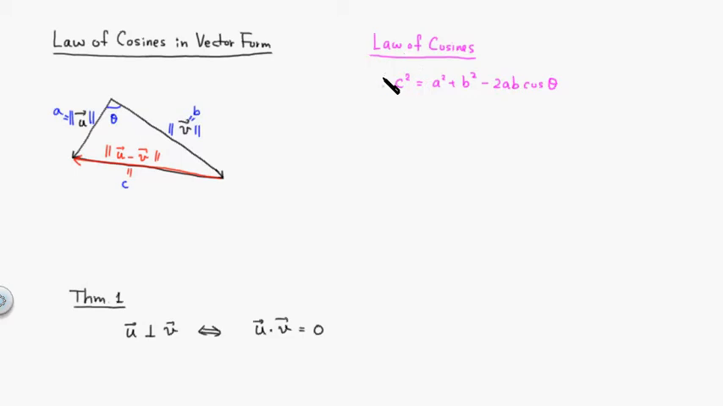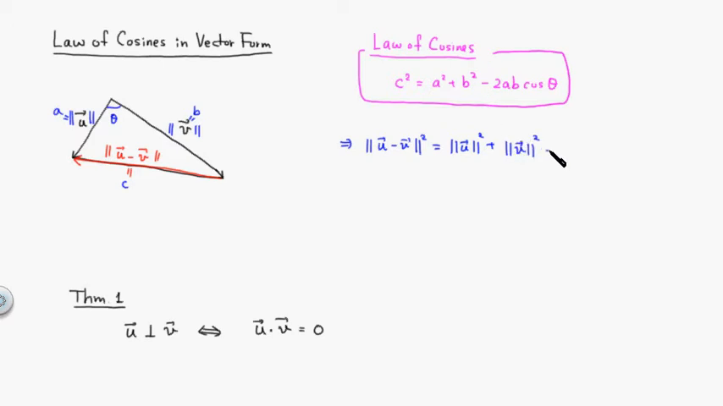So we can rewrite the law of cosines we had before, converting it to vector form. c is the same thing as the norm of u minus v, squared. a is the norm of vector u, squared. b is the norm of vector v, squared, minus 2 times the norm of vector u times the norm of vector v times the cosine of theta. I'm going to leave it as cosine of theta.